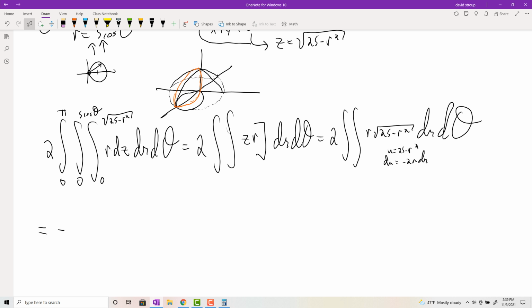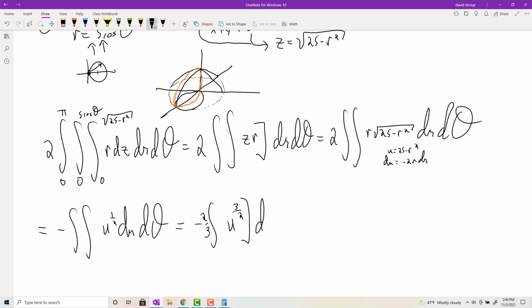So I'm going to end up with a negative 1/2 that I pull out. That'll leave me with a negative 1, and then I have double integral of u to the 1/2 du d theta. I'm going to integrate, so I don't need the integral anymore. So u to the 3/2 times 2/3. I'll pop the 2/3 out, evaluate eventually. So I have negative 2/3 integral, back subbing 25 minus r squared to the 3/2 and evaluating from 0 to 5 cosine theta d theta.